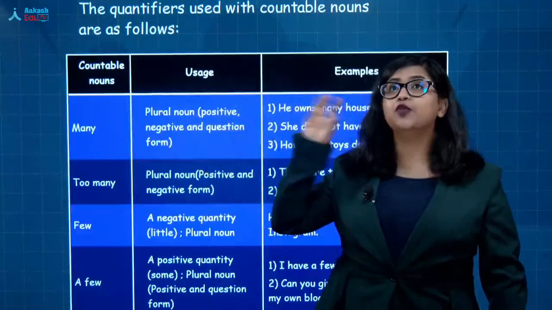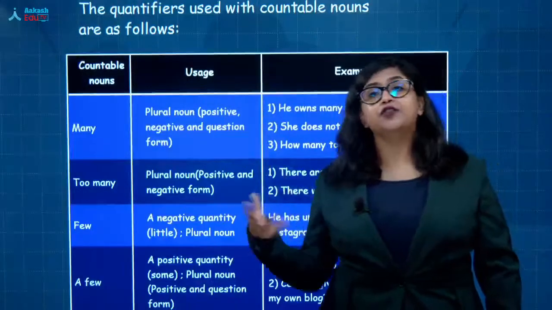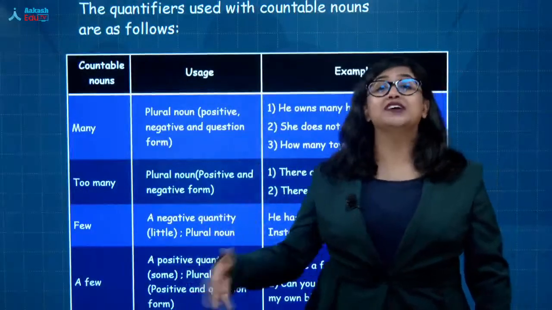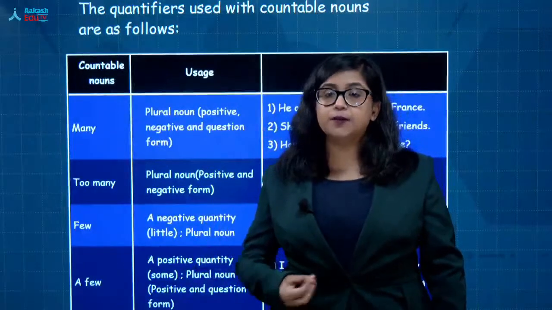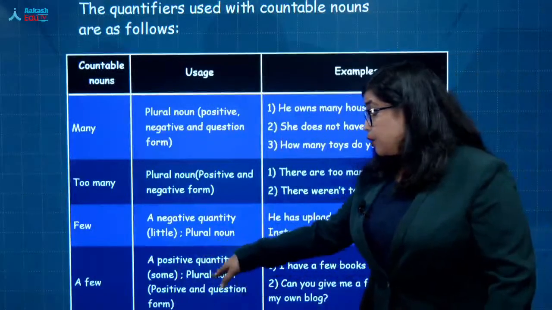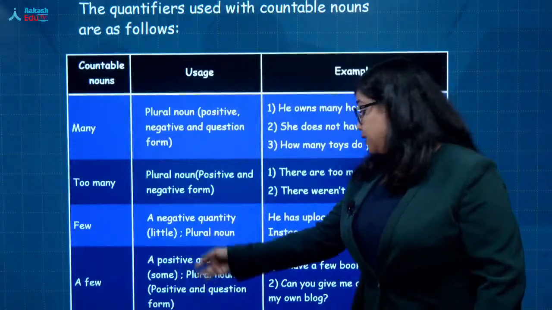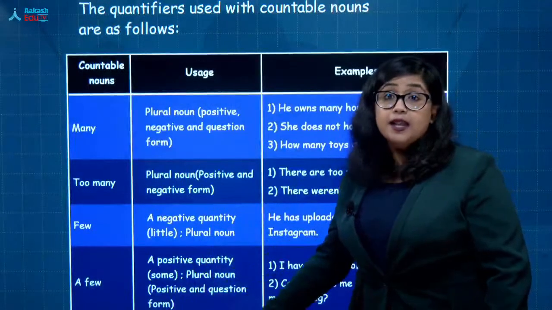So I'm basically focusing on the friends that I don't have. But when I say I have a few friends, I'm focusing on the friends that I have. So a few is basically a positive term, few is a negative term. A positive quantity used in place of some, it can be used with plural nouns, in positive and question form.